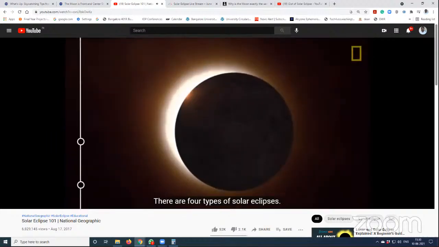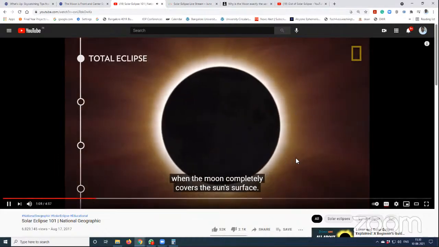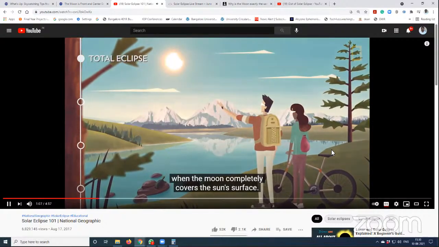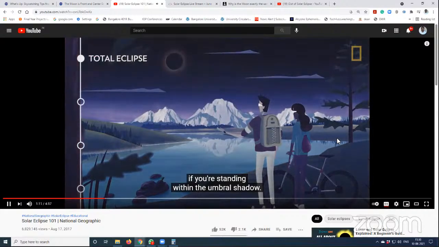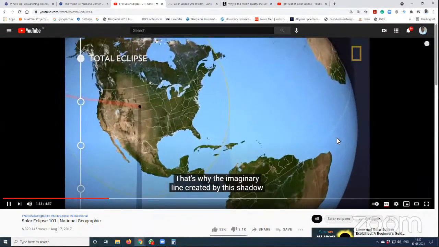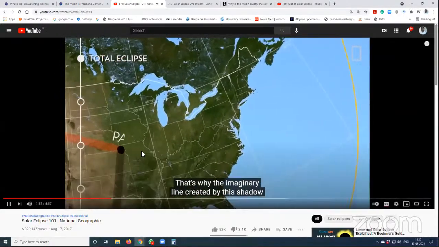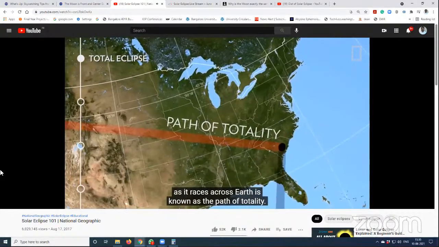There are four types of solar eclipses. The first and most spectacular is a total eclipse, when the moon completely covers the sun's surface. A total eclipse can only be seen if you're standing within the umbral shadow. That's why the imaginary line created by this shadow as it races across the Earth is known as the path of totality.